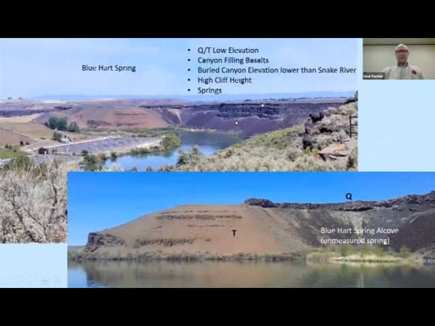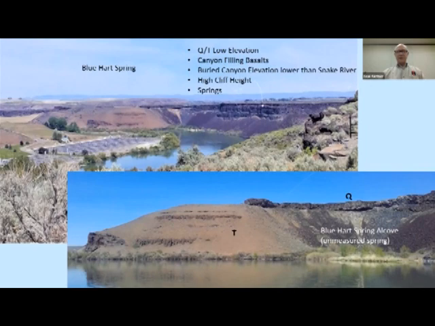Blue Heart Springs. This is a valley filling basalt, again, real high cliff face. And then over here, it becomes a very short cliff face of the same basalt because it's resting on top of the tertiary contact. So we have the QT with very short height in the cliff face, and Blue Heart Springs issues from down low, actually below river level at this location. So these valley filling basalts really become evident from henceforward.